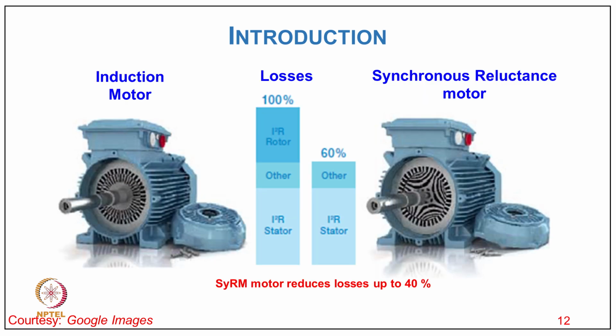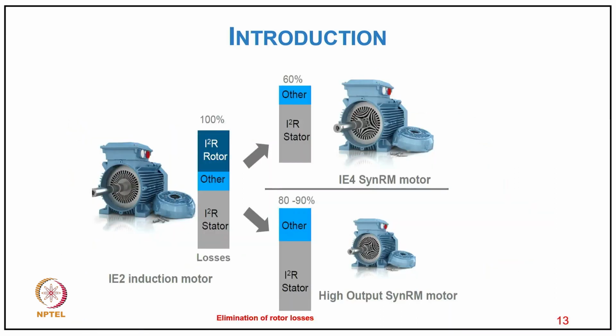So you can see what the benefit is. You are able to reduce motor losses by up to 40%. As you can see, the I squared R rotor losses are completely eliminated. So you have only the stator copper losses and some other losses. The left side is the induction motor, the right side is the synchronous reluctance motor. And you clearly see the rotor flux barrier, which is a very special kind of design.